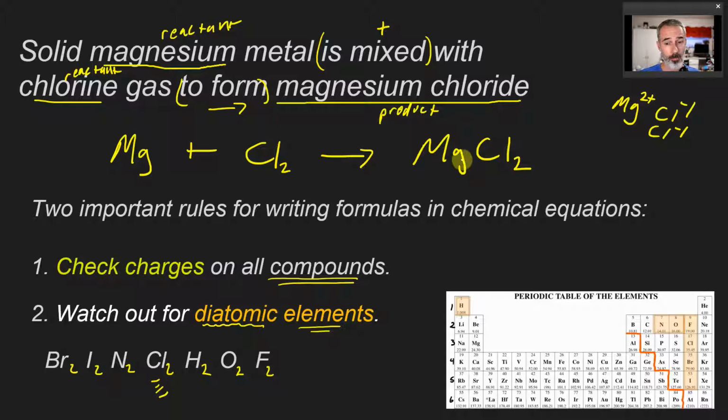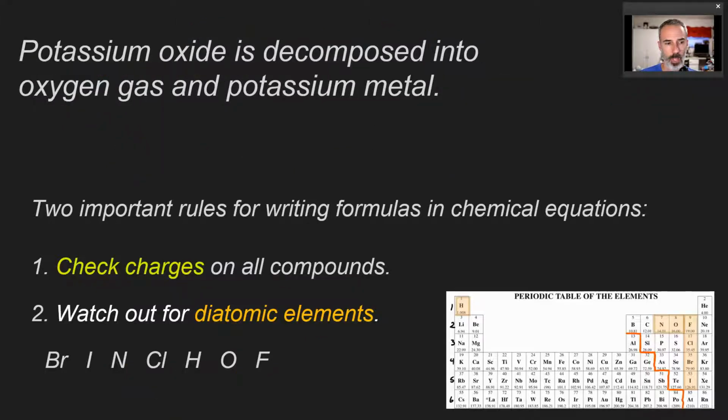So those are the 2 rules we're going to watch out for. If we see a compound, we're going to check charges. If we see elements by themselves, we're going to check them to see if they're diatomic elements. Knowing the difference between a compound and an element is going to be really important in what we're doing.